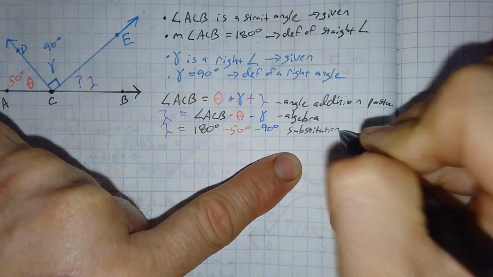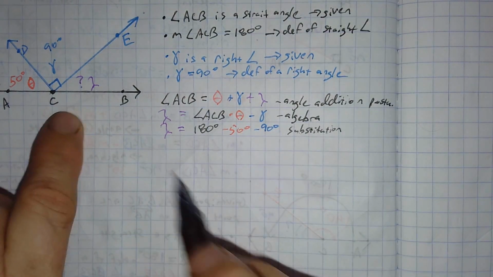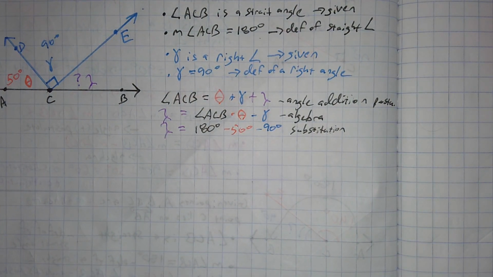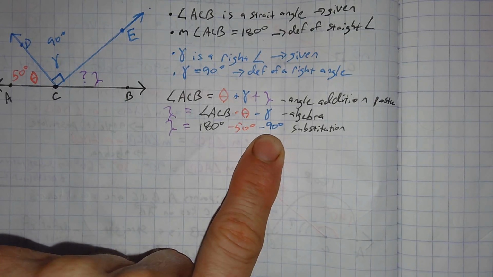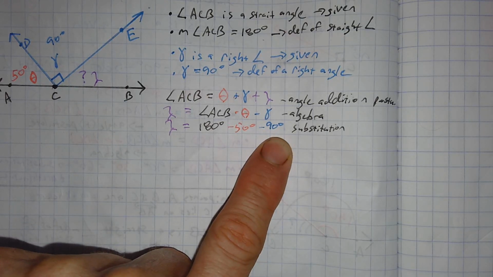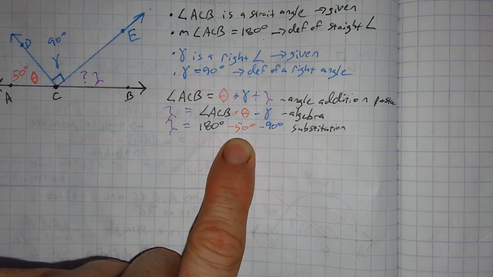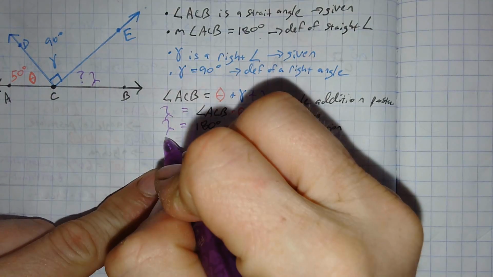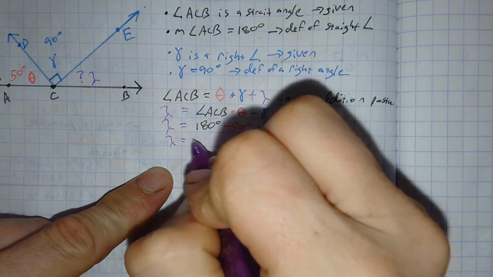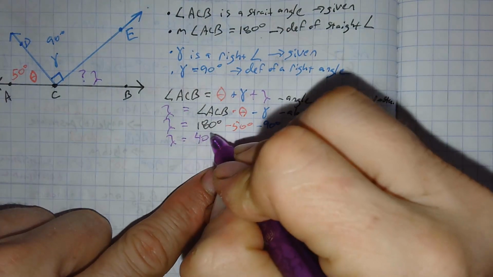I substituted the names for their values. Okay, so now I'm just going to go ahead and do the rest here. And 180 minus 90 is 90. Okay, and then 90 minus 50 is 40 degrees. All right, so this angle theta equals 40 degrees.